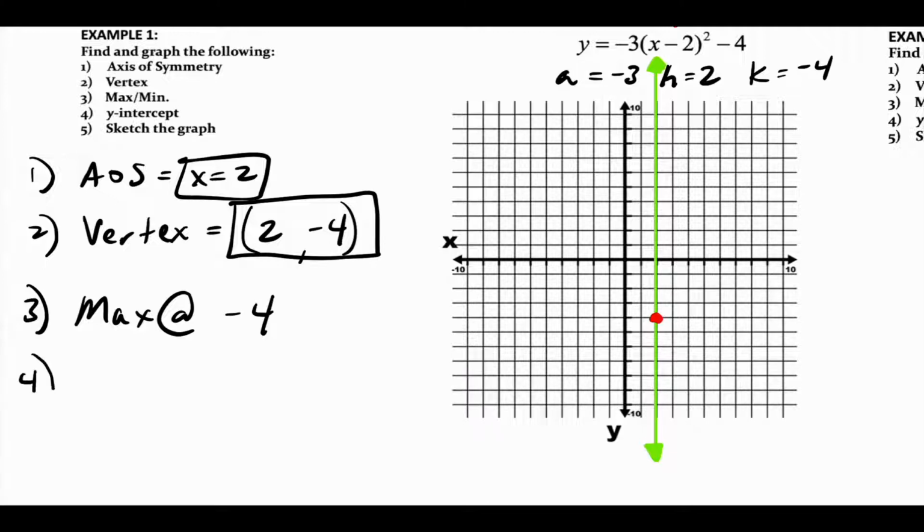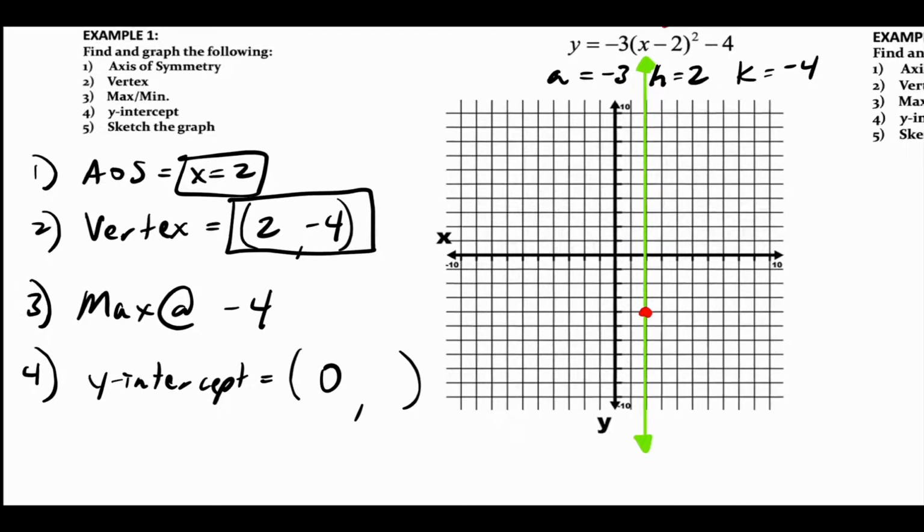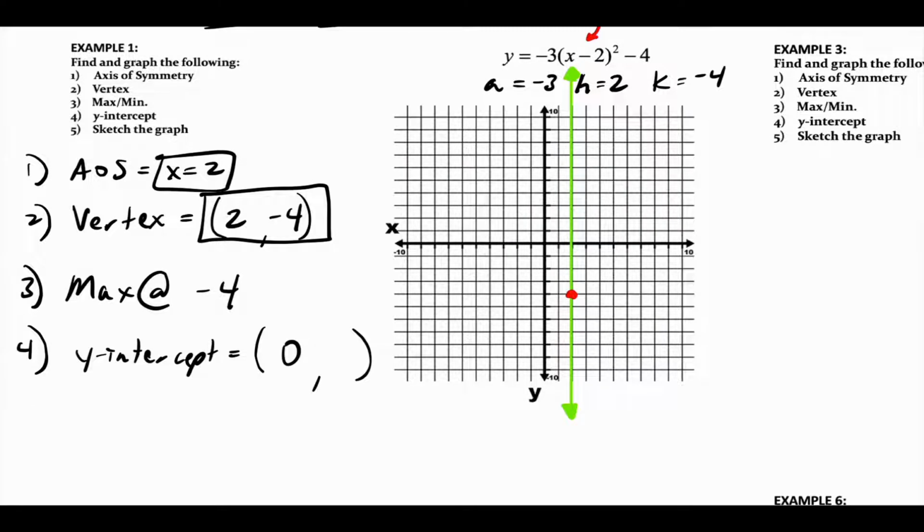Next thing is the y-intercept. What does the y-intercept always start with? 0. Yeah, it's not a y-intercept unless it starts with 0. X is 0. We have to figure out what y is. So to find the y-intercept, I'm going to plug in 0 everywhere I see x in the original.